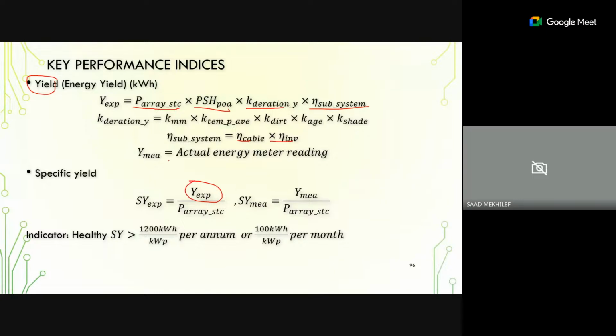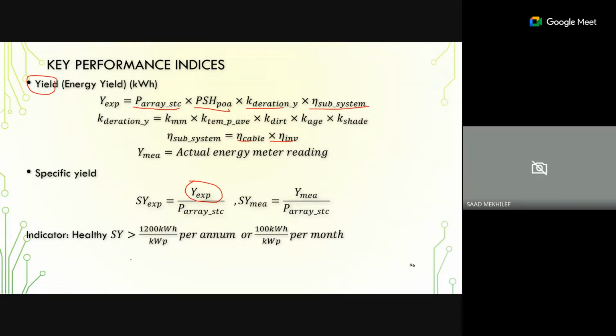And then also we can calculate the yield from the actual energy meter reading. So it is the yield divided by the PV array. So what is the indicator? If the SY is greater than 1,200 kilowatt hour per kilowatt peak per annum, or 1,000 kilowatt hour per kilowatt peak per annum, this is what we call healthy.